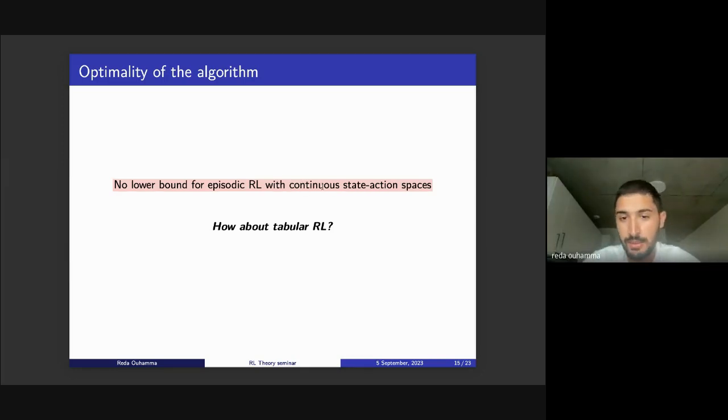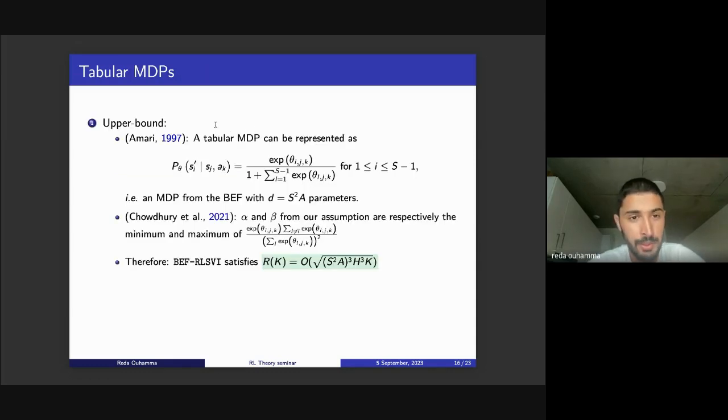Yeah. So what I meant is just that for the general case, I'm not aware of any lower bound. But for tabular RL, there is a lower bound. So to compare to this tabular RL literature, the first thing to do is to obtain an upper bound for this specific case with our algorithm. So thanks to this result by Amari, we know that a tabular MDP can be represented in this way, which in turn means that it can be represented as an MDP from the bilinear exponential family with a number of dimensions that is S squared times A. This might not be the most efficient representation, but it is a representation for tabular MDPs.